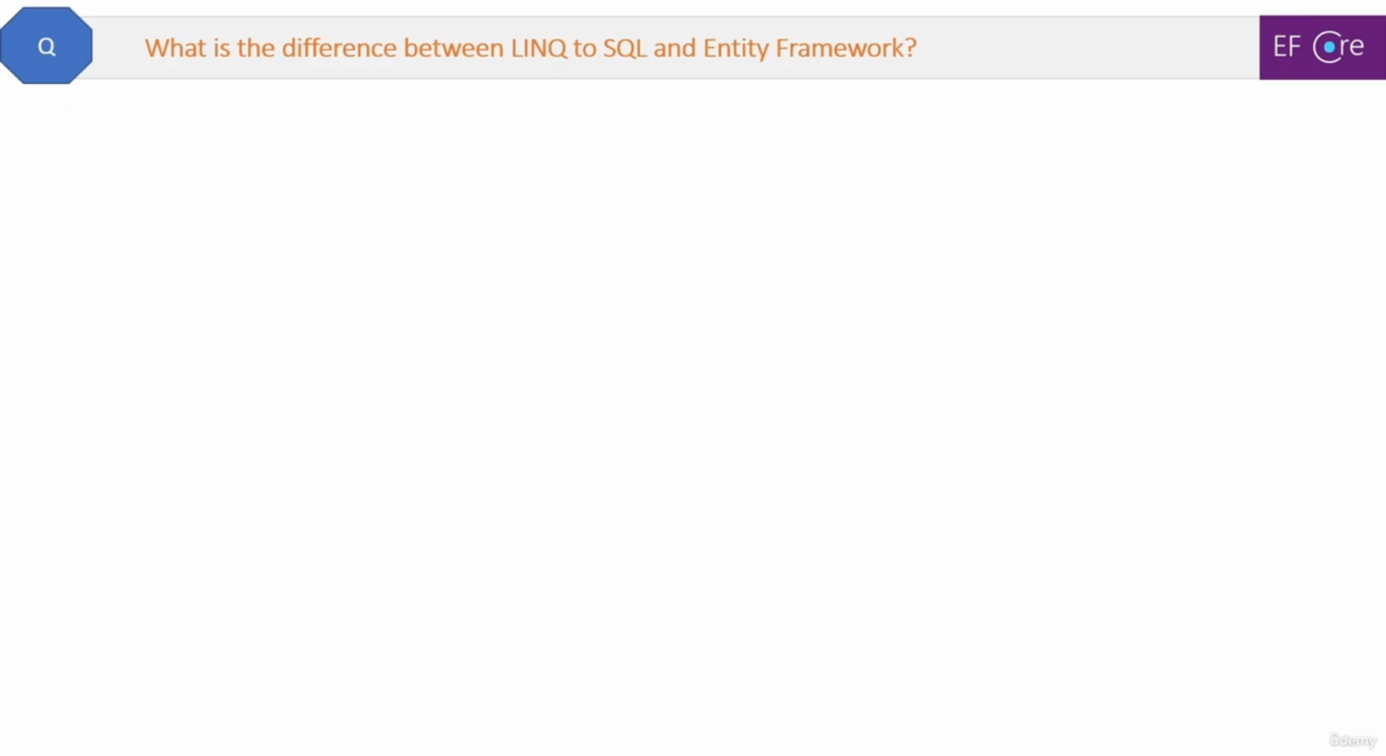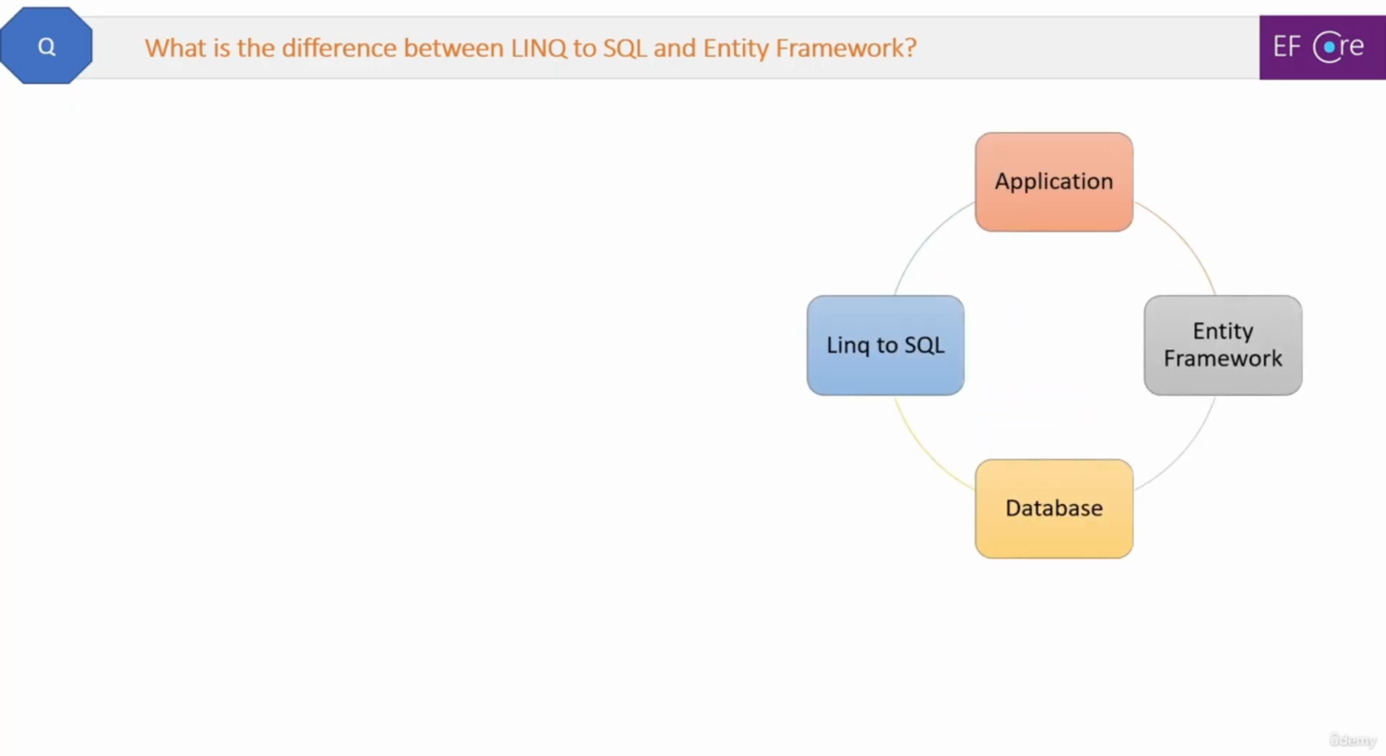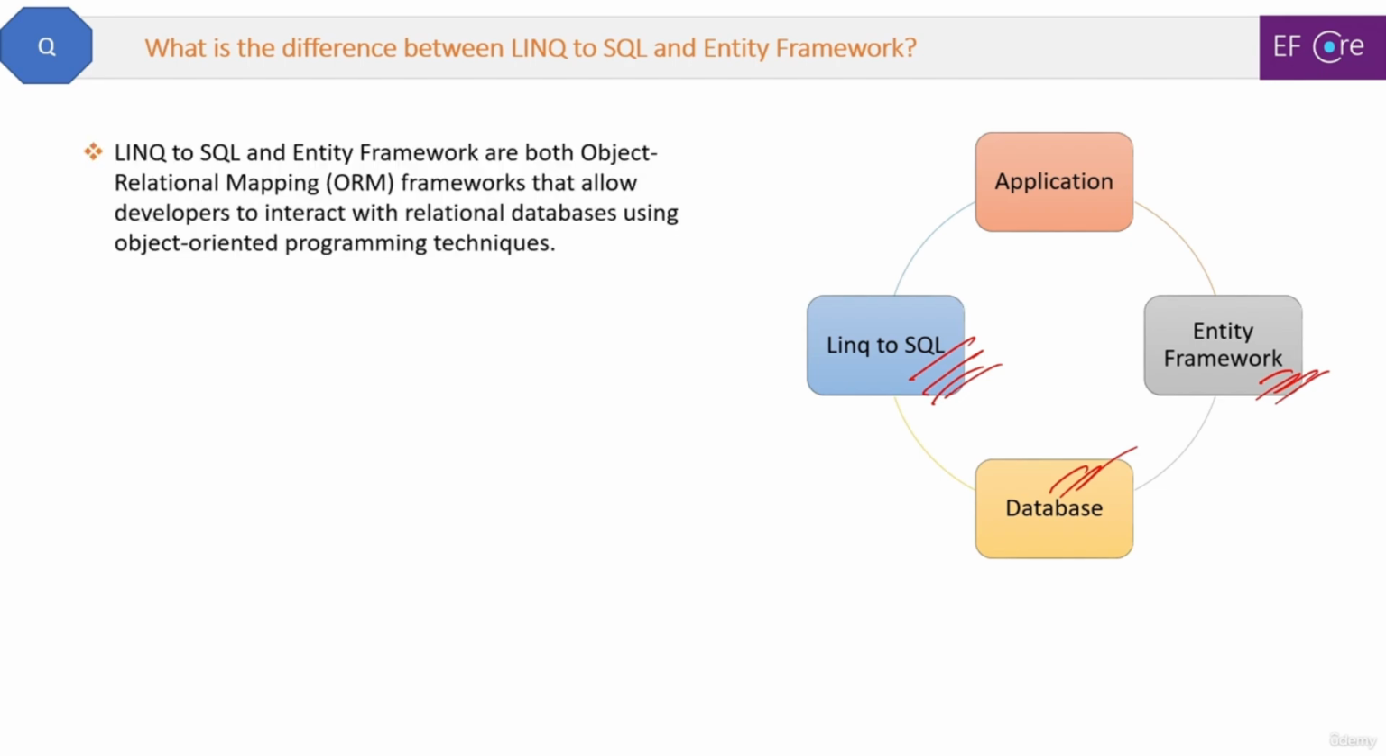What is the difference between LINQ to SQL and Entity Framework? Good question. If you see the diagram here, apart from Entity Framework, there is one more ORM way to connect to a database in .NET, and that is LINQ to SQL. Let's see what is common between LINQ to SQL and Entity Framework. LINQ to SQL and Entity Framework are both object relational ORM frameworks that allow developers to interact with relational databases using object oriented programming techniques. Clear, right? This is the common part. They both are ORM only.